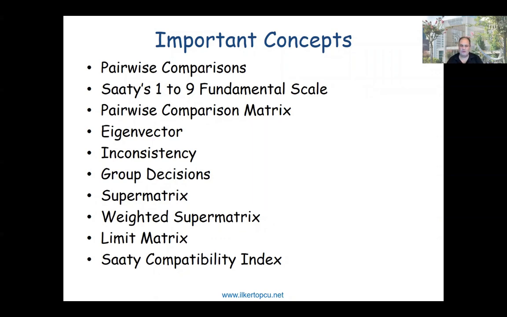Also, when we have more than one decision maker, there will be a group decision. There are two approaches there. I will talk about that. And then I will try to introduce you to special matrices for ANP: the supermatrix, also called the unweighted supermatrix, the weighted supermatrix, and the limiting supermatrix, which is shortly called the limit matrix. And we will conclude with the Saaty compatibility index.